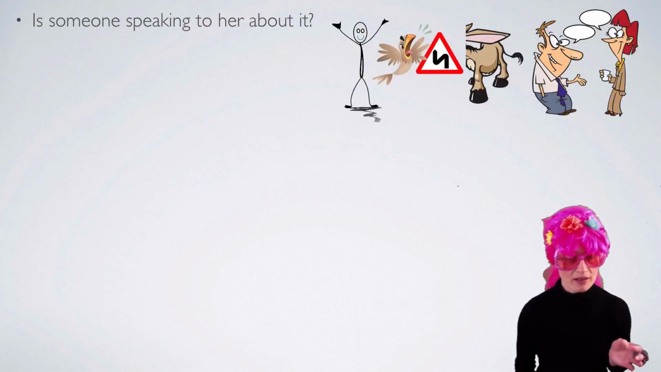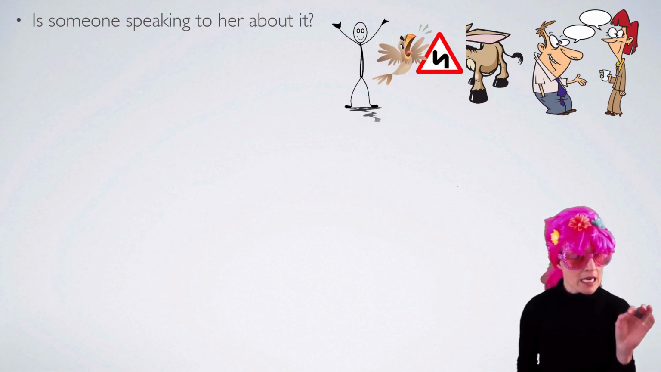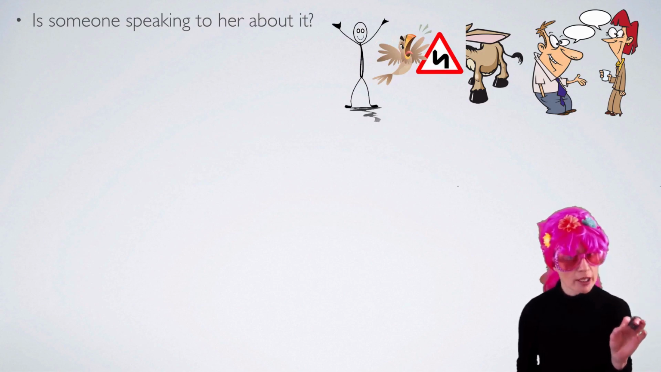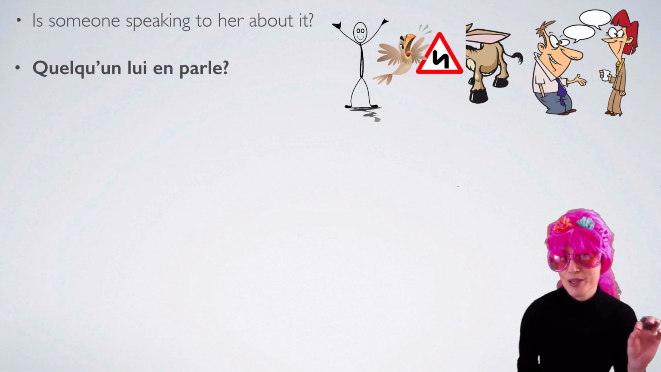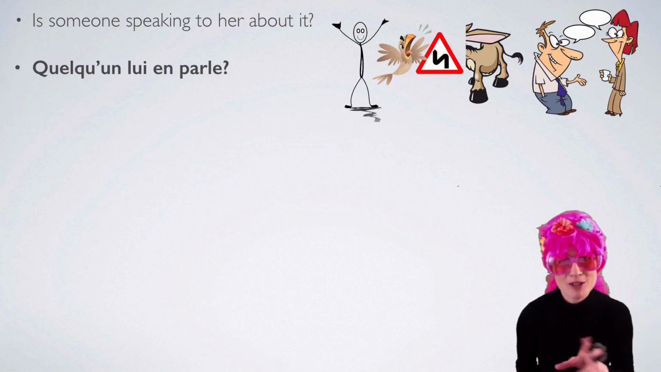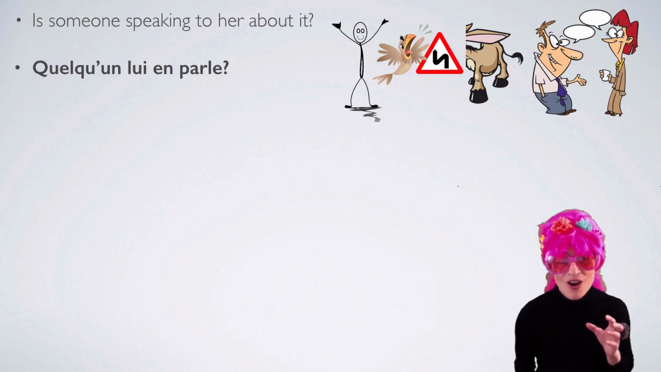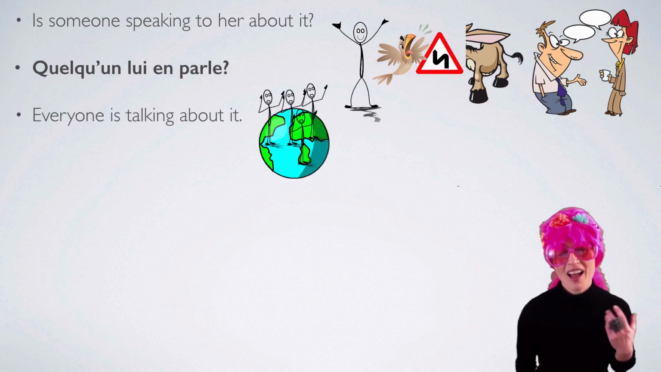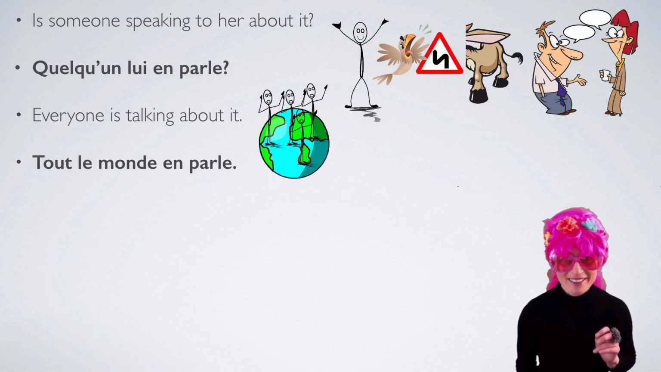Is someone speaking to her about it? It's got lots of elements there. There's some picture clues. Someone, indirect object pronoun, donkey back end. Pause it, take your time. Quelqu'un lui en parle. Okay, about it, some of it, any of it, some of them, about them, of them is en. And of course, to her, to him, indirect object pronoun, lui. Everyone is talking about it. About it. En. Tout le monde en parle.